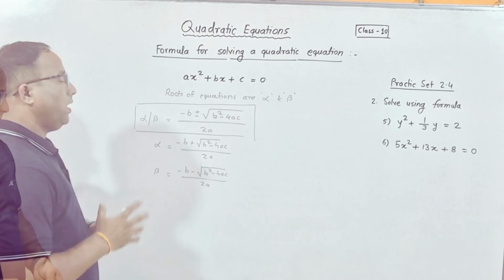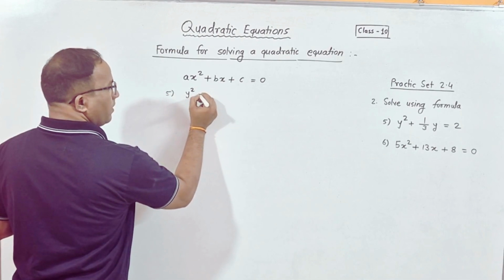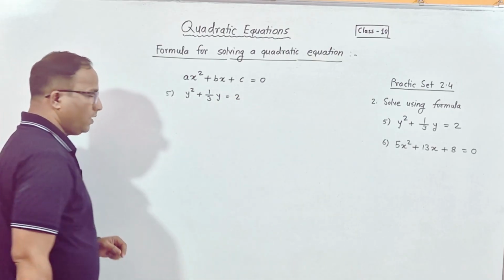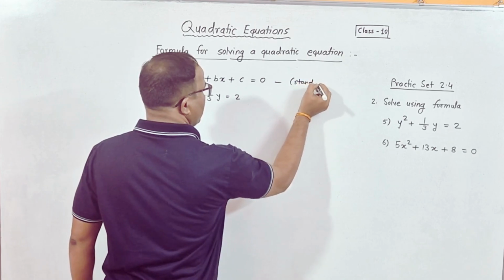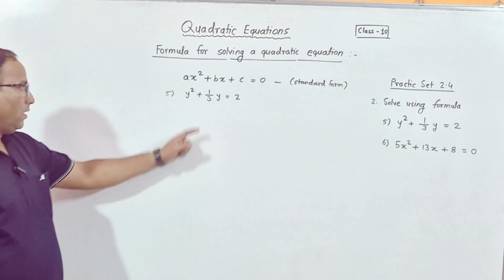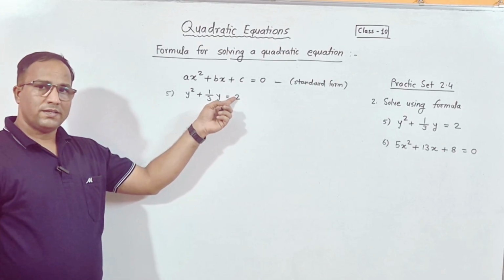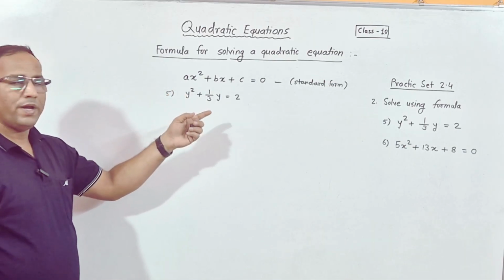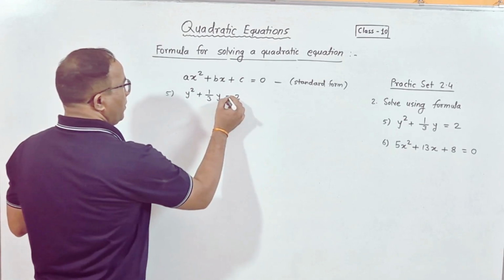So in short we can write or recite this formula for finding the roots of a quadratic equation. Our first equation is y square plus 1 upon 3 y is equal to 2. Can we compare these two equations? This is the standard form of the quadratic equation. We have to compare these two equations, but we can see the constant term is at the right side of the equal to sign. So first of all we have to take it to the left side of the equal to sign.